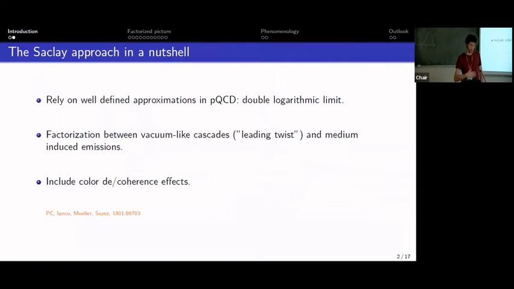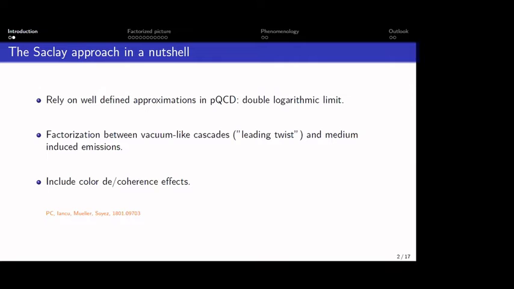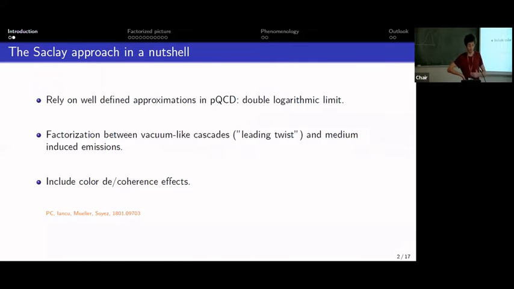All right, so just to summarize before going into the details, this Saclay approach, as called by the organizers, is in a nutshell based on the simplest approximation in pQCD, which is the double logarithmic limit. In a sense, it is a more drastic approximation than the next-to-leading log parton showers that people in the PP community and e+e- want to build, because in the heavy-ion case the system is more complicated. We have to go step by step, and the first step is to control the double logs in the parton shower.